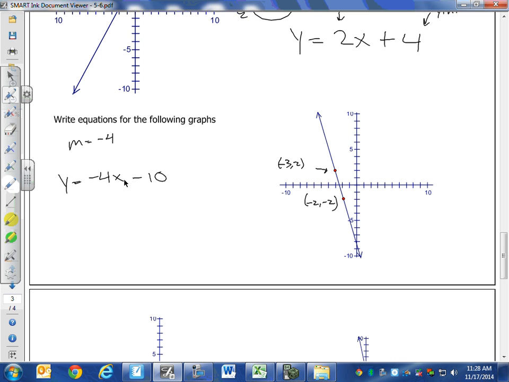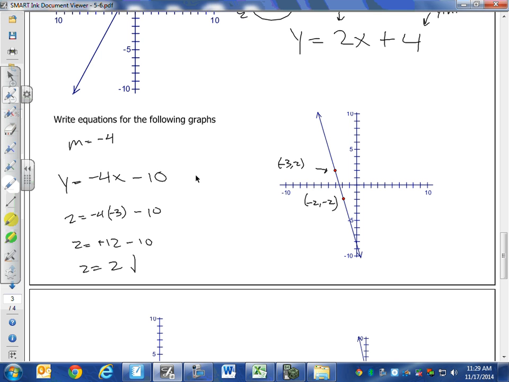Well, if this is true, -3, 2 should work in this, right? So let's check. 2 is equal to -4 times 3 minus 10. 2 is equal to -12. Sorry, this is -3, so it's positive 12 minus 10. 2 is equal to 2. Boom. I have to check to see my equation's actually right.